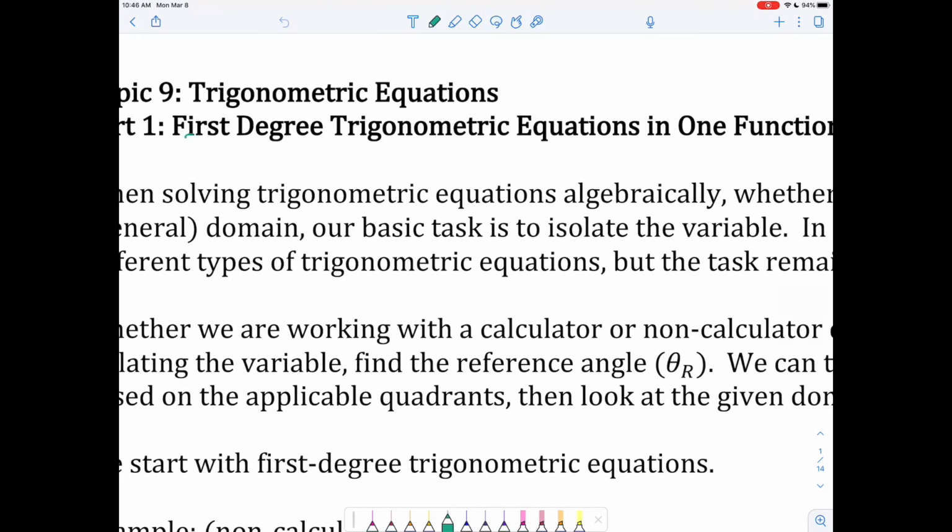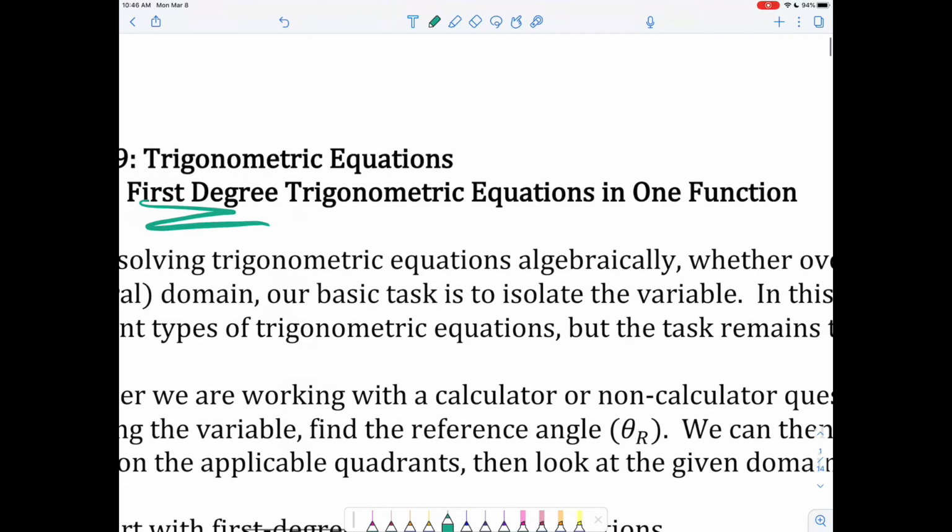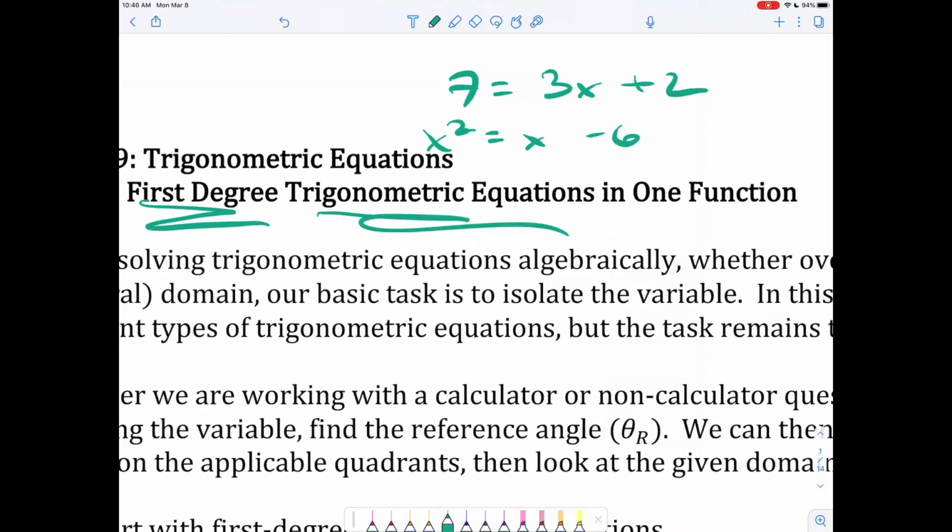When we talk about first degree trig equations, it's related to looking at first degree equations for polynomials. For example, solving something like that is a first degree polynomial equation because the degree on x is 1. You could also have a second degree equation, something like that. But we are playing with trig equations specifically. So instead of just a straight up variable, that variable is going to be within a trig function. And that's what we're going to be dealing with at first.